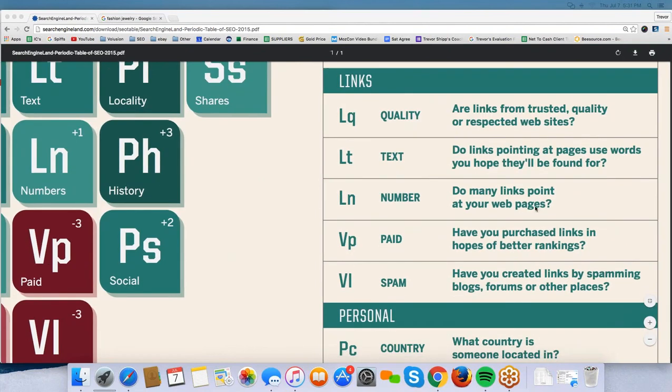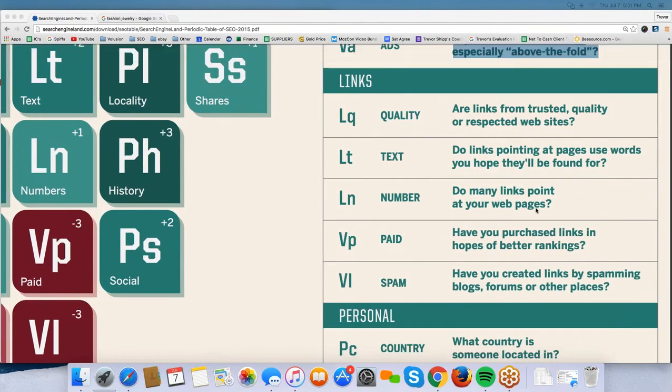The number: do many links point at your web pages? You have a lot of votes. You have a lot of other forums and blogs and websites that link to you. Now, I want you to look closely here because some of you guys have fallen into this trap before. There's something called paid links. Have you purchased links in hopes of gaining better rankings? Paid links are a huge negative. If you look here on the periodic table, you'll see it in red. Red are negative impact elements here. Paid links has a little -3, meaning it's really, really bad if you've paid for links.